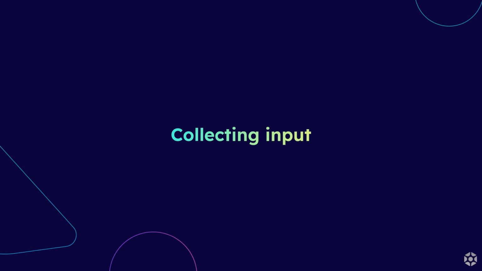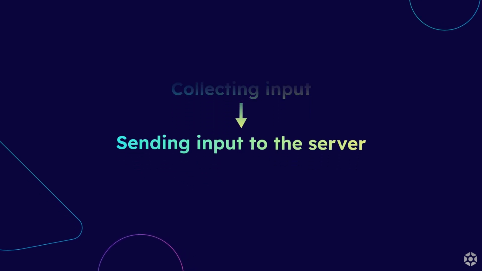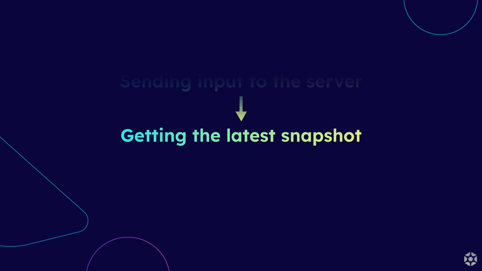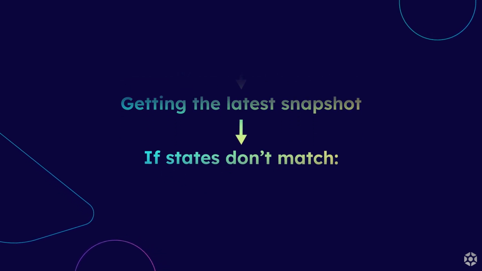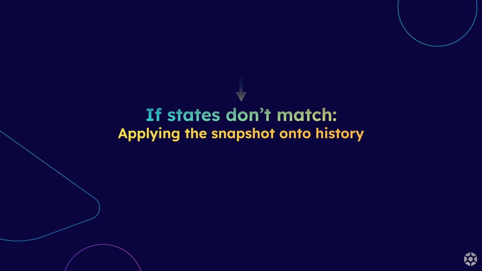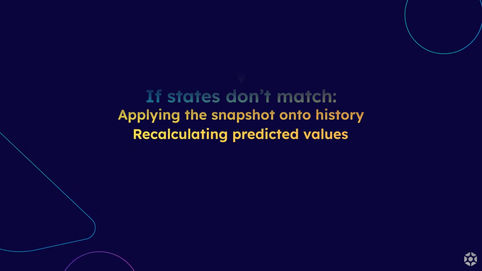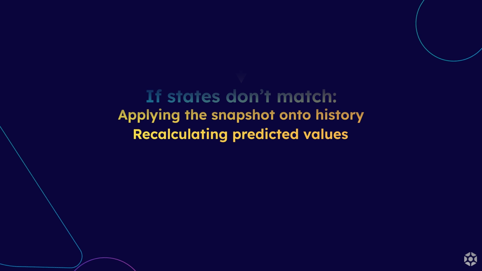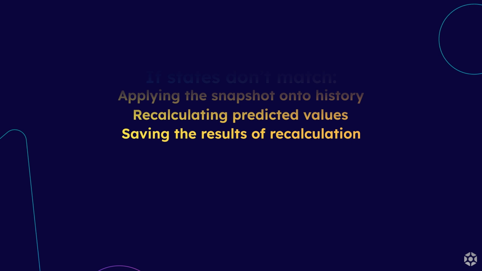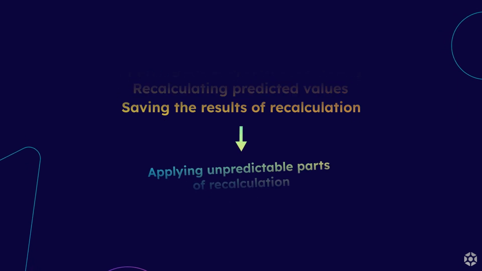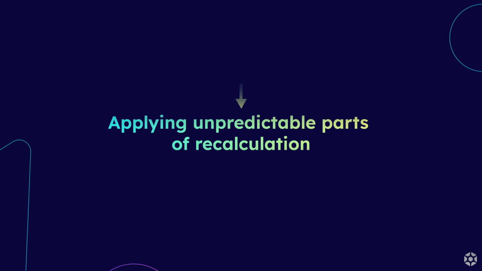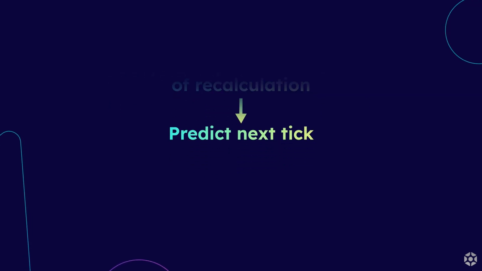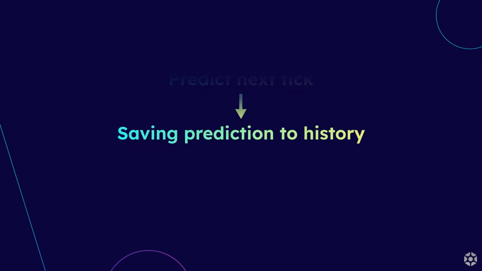In the end, it should look something like that. We collect player input, send it to the server, get the latest snapshot from the server. If we find any differences, apply the snapshot onto the tick in our history, recalculate what we've predicted previously, now based on newer data and inputs saved in history, save the results of recalculation, then apply parts of snapshot that aren't predictable, call the Elympics updates for the currently predicted tick using current input, and save the currently calculated snapshot to history.